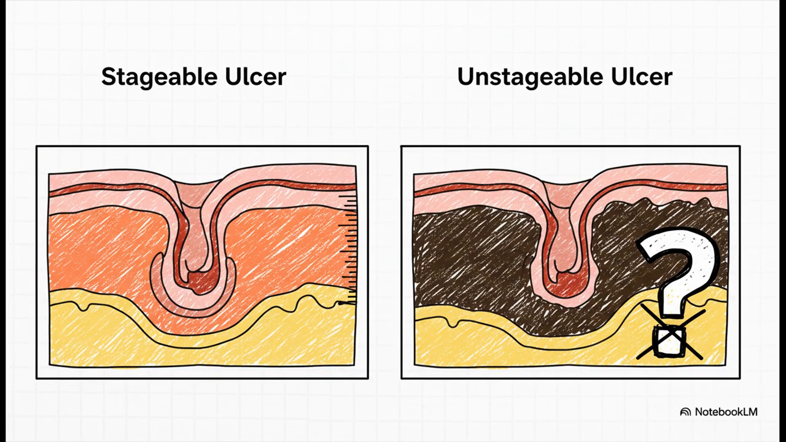For instance, what happens if a doctor looks at an ulcer but can't tell how deep it is because it's covered by dead tissue? That's called slough or eschar. Well, believe it or not, there's a code for that. It's called unstageable. It means the full story isn't known, and that piece of information is itself incredibly important.